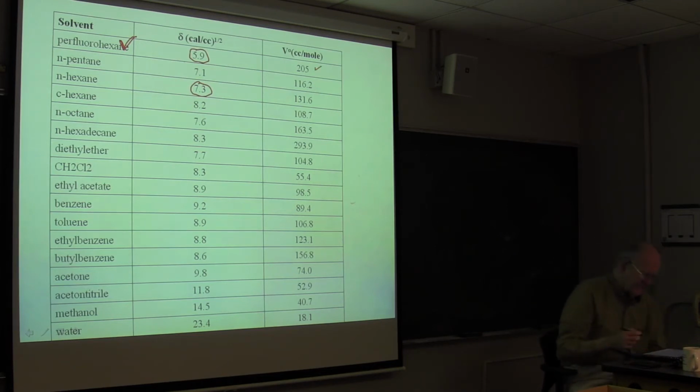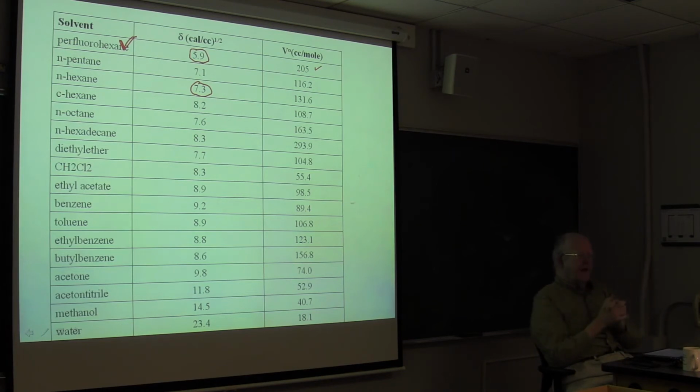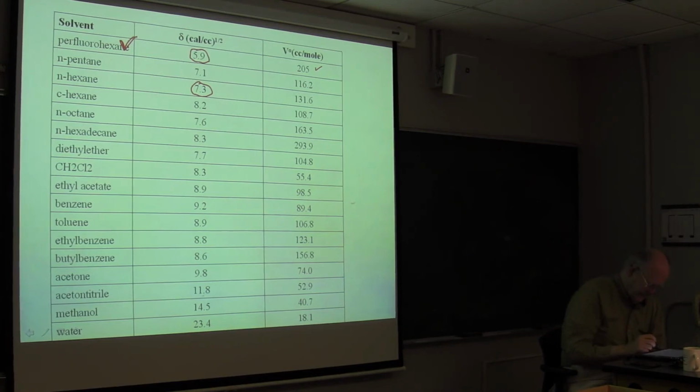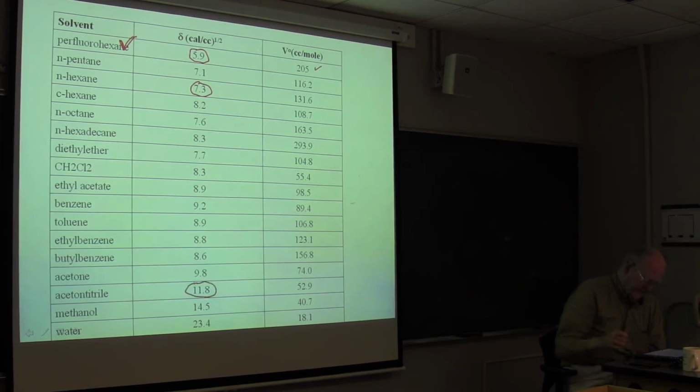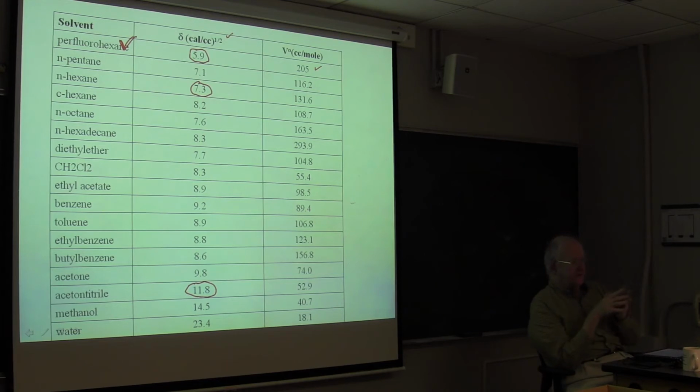These are the molar volumes. Perfluorinated molecules are always a good deal bigger than the hydrocarbon analogue because fluorine is a kind of chunky atom. So it does make the molar volume go up. Let's look at something like acetonitrile. Acetonitrile has a rather higher solubility parameter because it certainly has dispersive interactions, but it also has dipole-dipole and dipole-induced dipole interactions, or polarizability interactions.